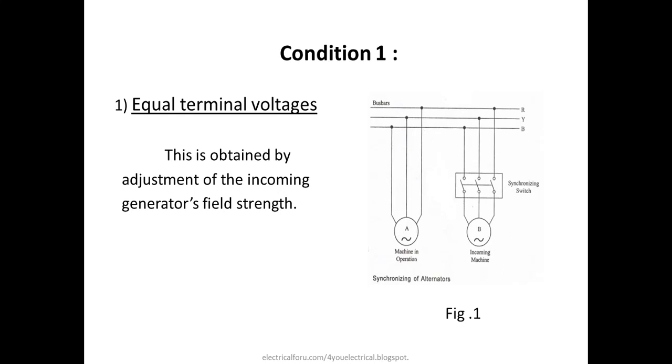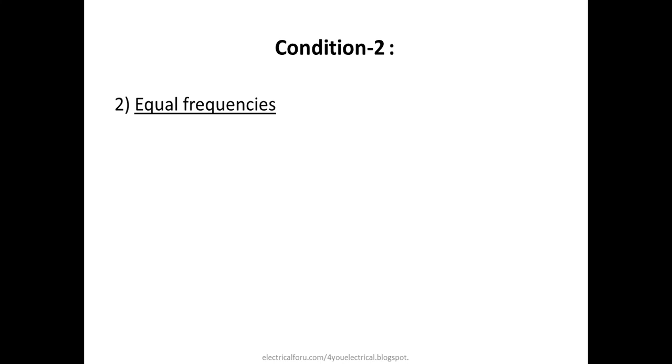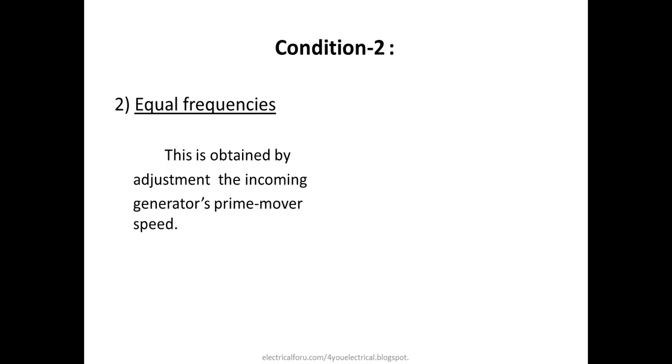Here we will discuss only the parallel operation and the Synchroscope method for synchronization. The first condition is equal frequencies, so the incoming frequency and the outgoing frequency of the alternators should be the same. This is obtained by the adjustment of the incoming generator prime mover speed. The speed of the alternator cannot be controlled directly; it is controlled by the prime mover, that is the turbine in the case of alternators.